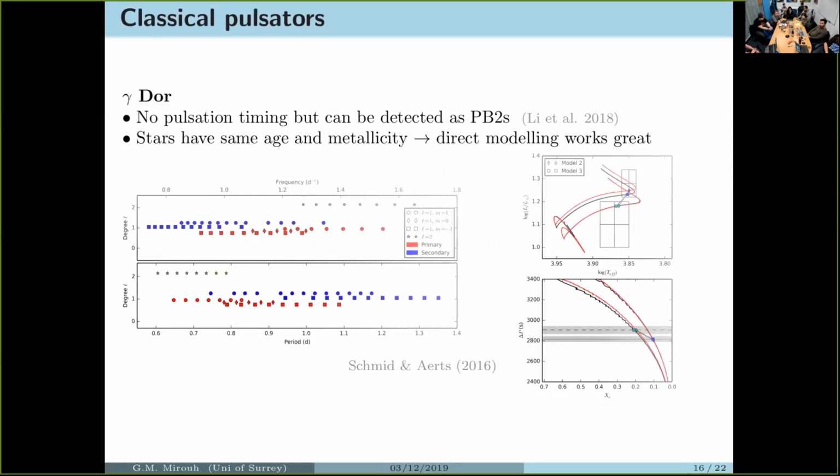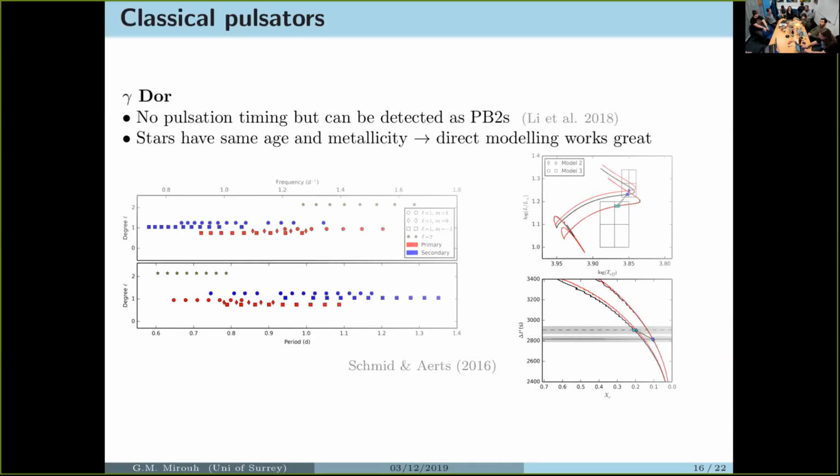Okay, so that's for solar-like pulsators. Now let's move on to classical pulsators. You may have guessed that my disclaimer at the beginning was that basically I do classical pulsators. So gamma Dor stars, there is no pulsation timing possible either, still owing to the excitation mechanism. That convective blocking thing still relies on convection somehow, and you don't have coherent excitation over time long enough. But we can detect these stars as PB2s quite easily because the gamma Dor range is tiny, so you can't have an excessive mass ratio with two gamma Dors in the same system.